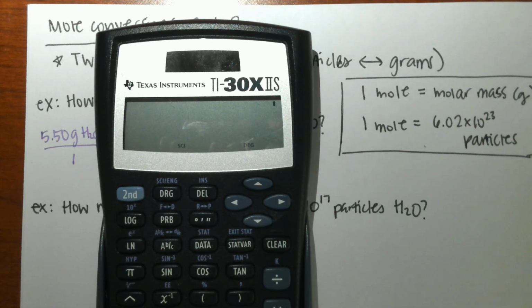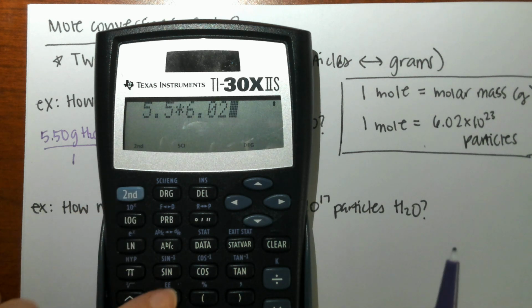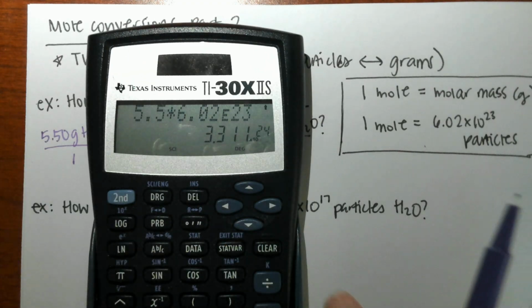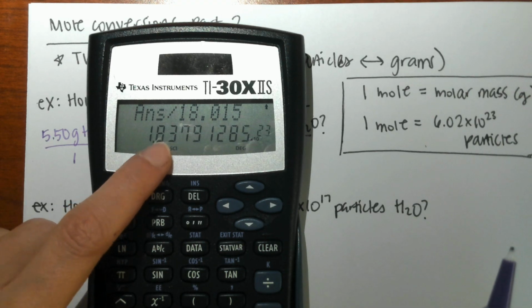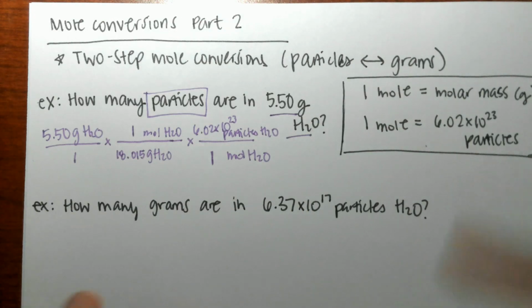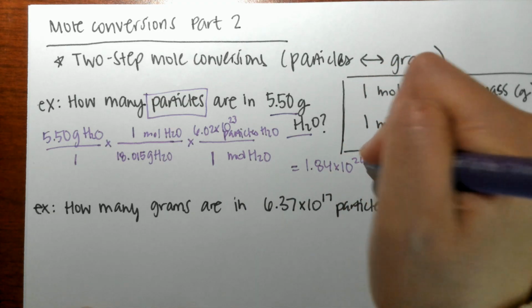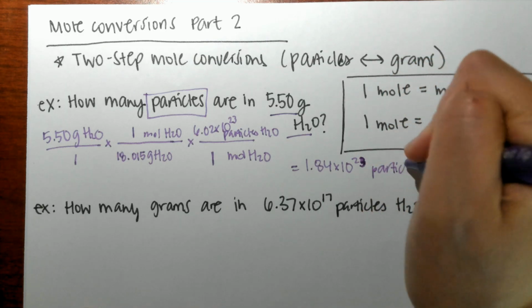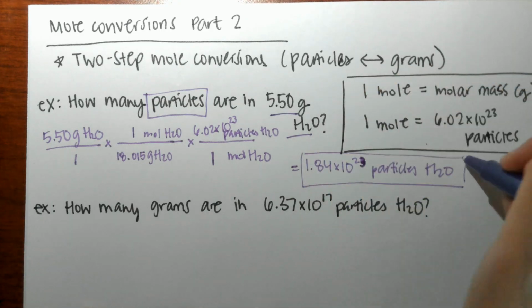So when I plug this in, 5.5 times 6.02 E23, you get a number. That is your numerator. And then I'm going to divide that by 18.015. So I should get this number. I'm going to do 1.84 times 10 to the power of 23, and it is particles H2O. That is the final answer for this 2-step conversion.